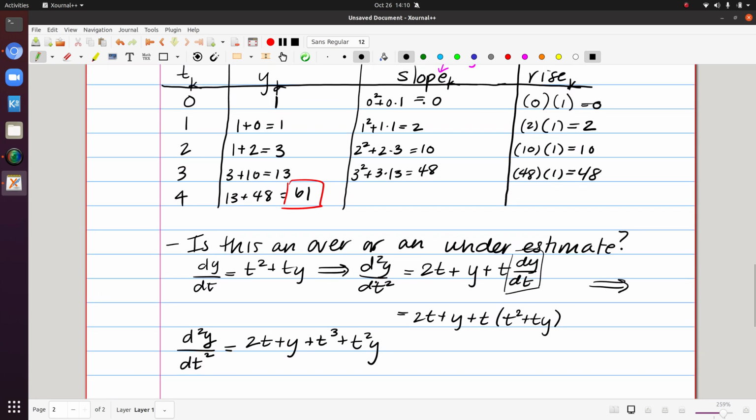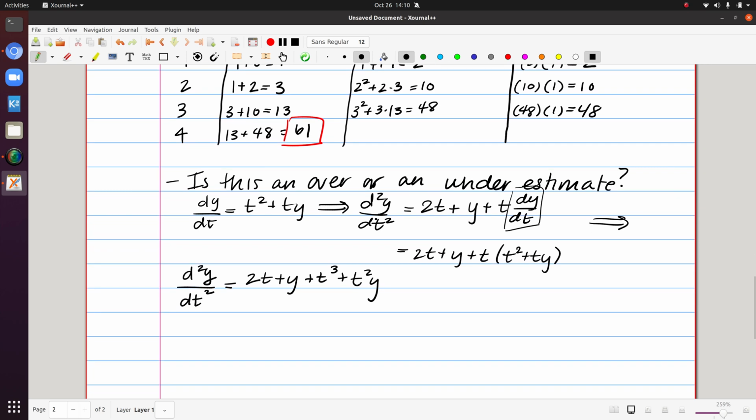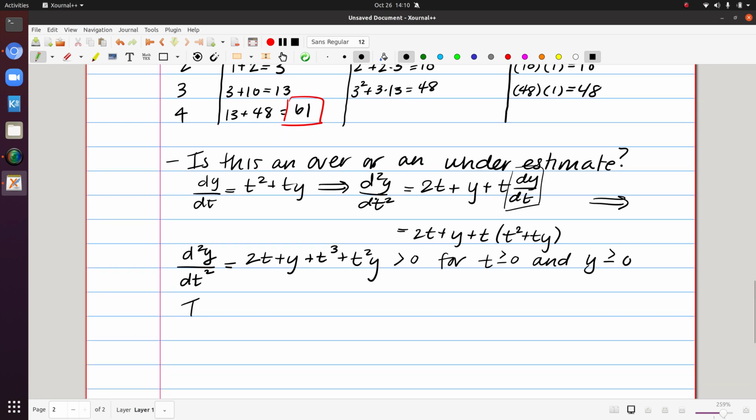So to look at this, notice that all of our t values and all of our predicted y values are positive. So this is greater than 0 for certainly both t and y greater than 0. And so this means that on our interval of interest, we know that our solution function is concave up, and then consequently y of 4 has to be at least 61.